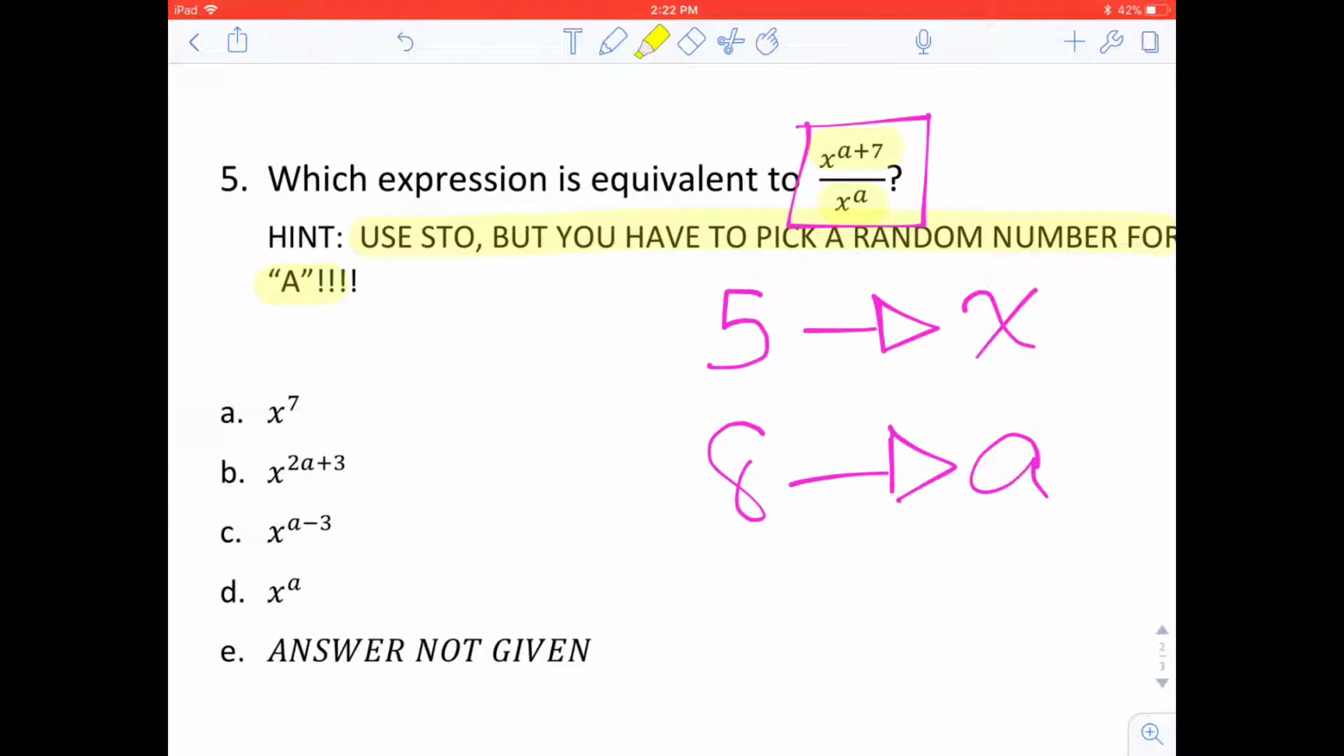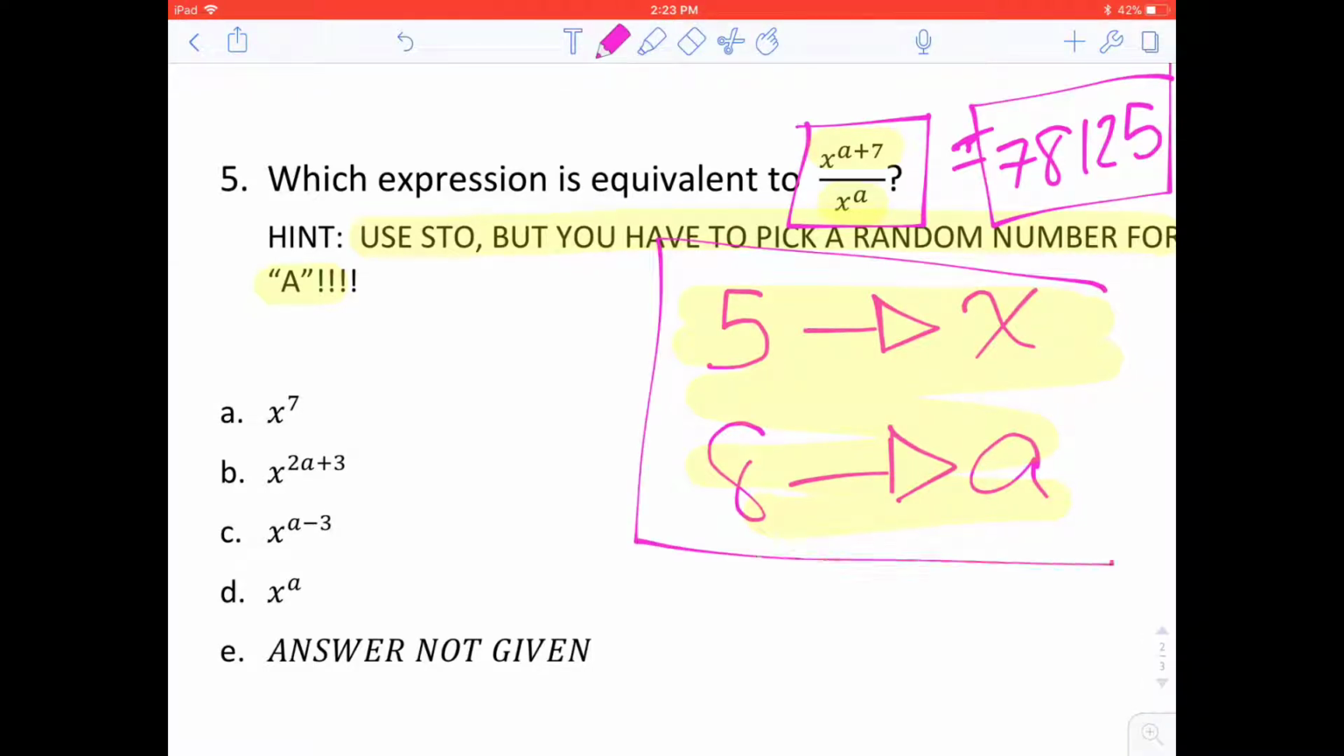Now, whenever I use these two numbers here, my calculator is going to give me an output of 78,125. Your number may be different based upon what two numbers you stored for x and A. We are not worried about what this number equals. We want to find which one of these answer choices is going to give me a similar output. And when I find that match, I know that's the answer.